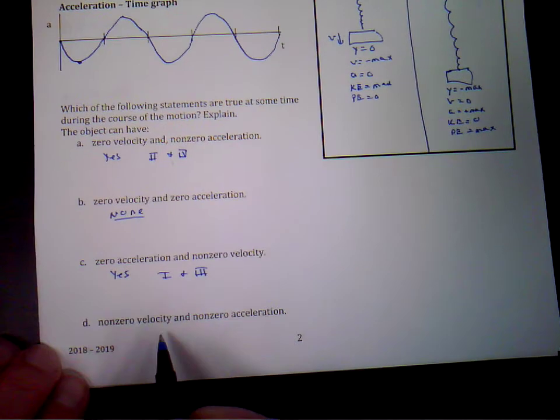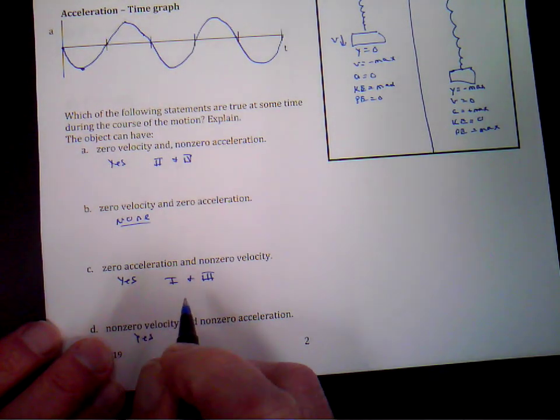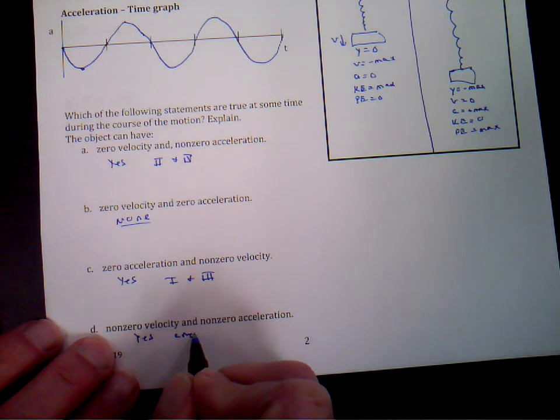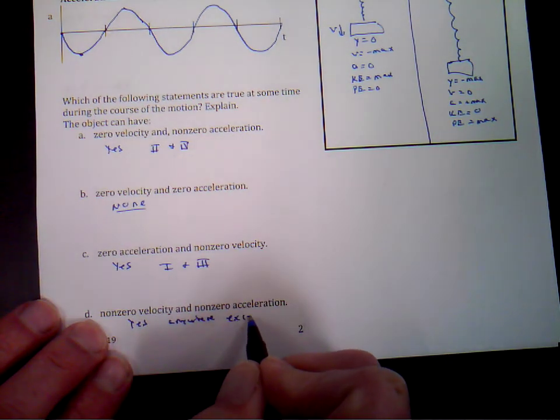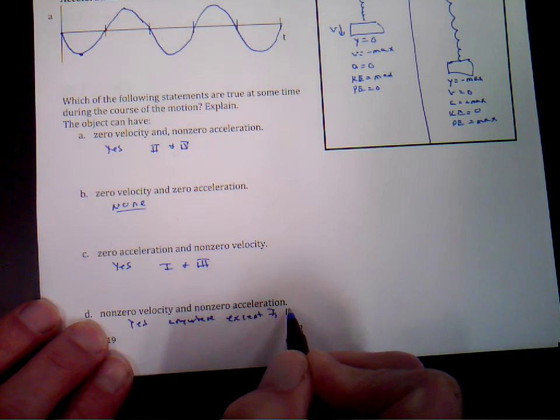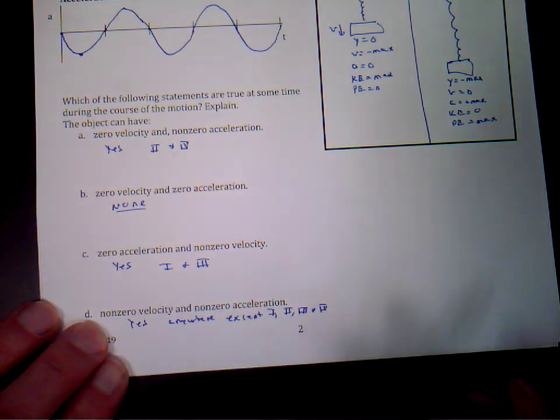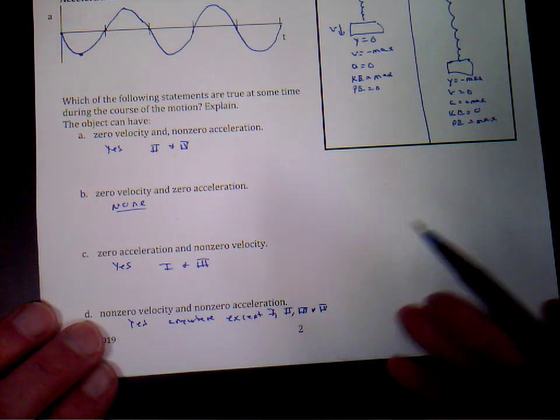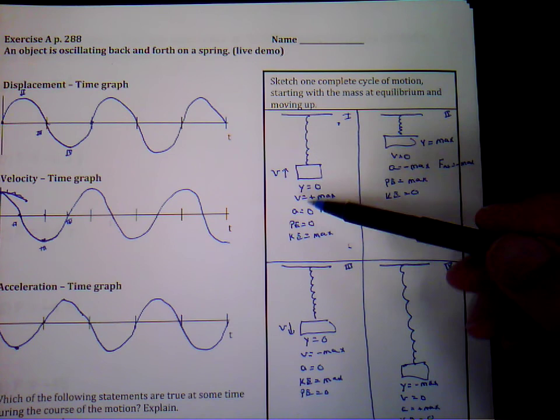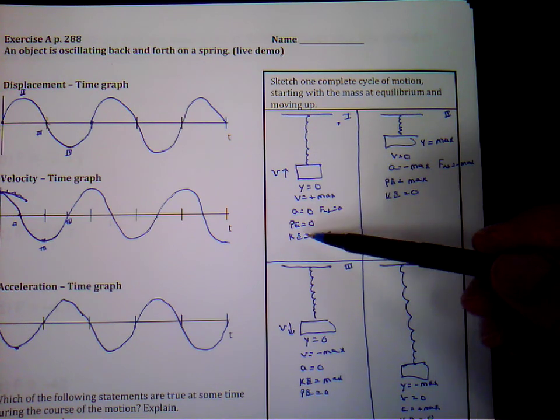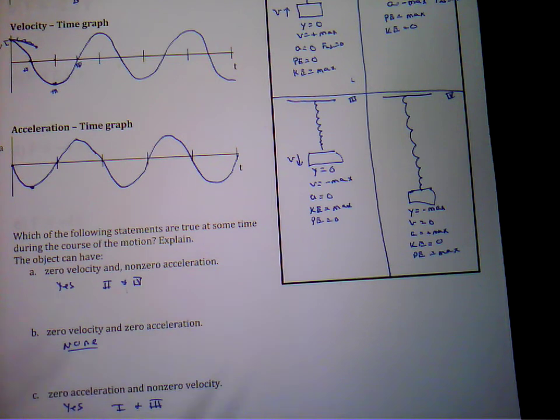It can have non-zero velocity and non-zero acceleration. Yes, it can. Anywhere except position 1, position 2, position 3, and position 4. Remember, positions 1, 2, 3, and 4 are only 4 points in this oscillation. At any other point, it has values between those maximum values. Okay, so anywhere except 1, 2, 3, and 4.